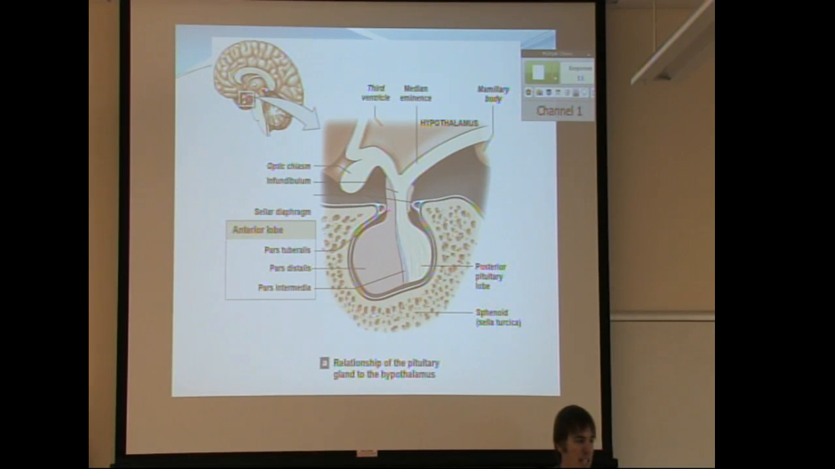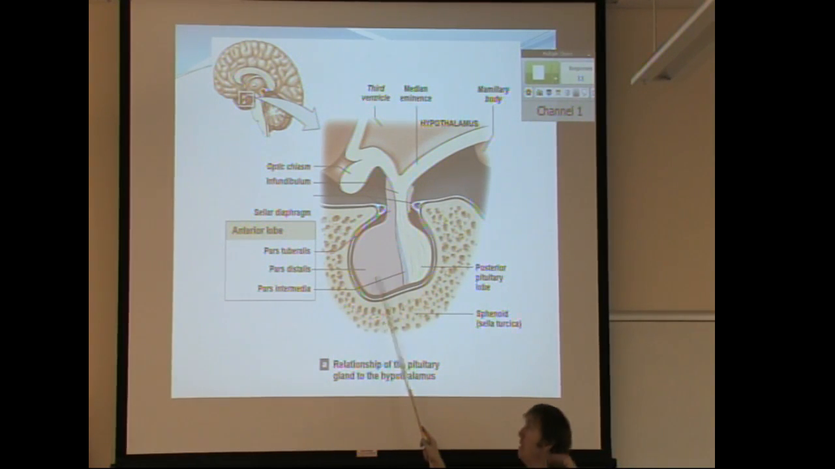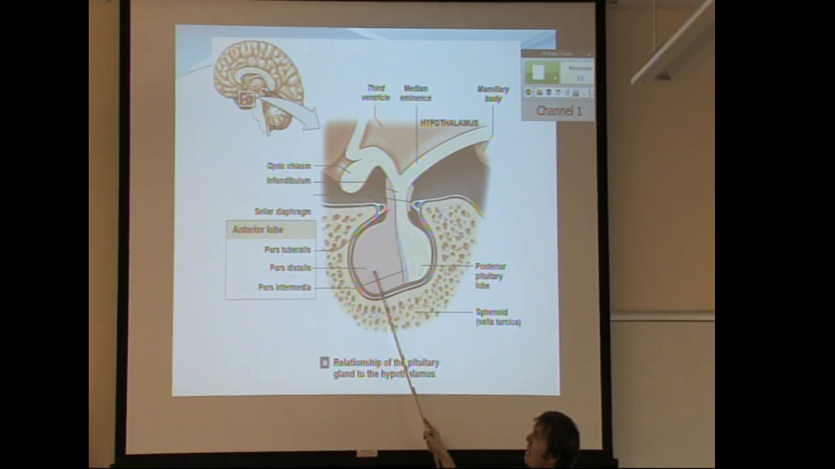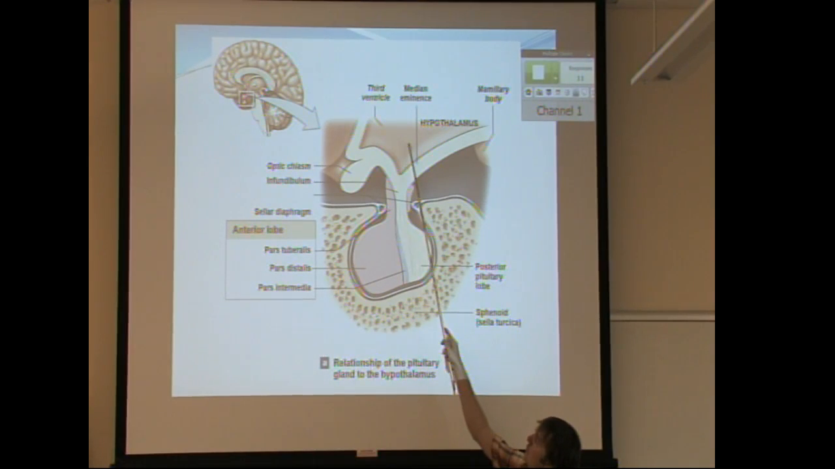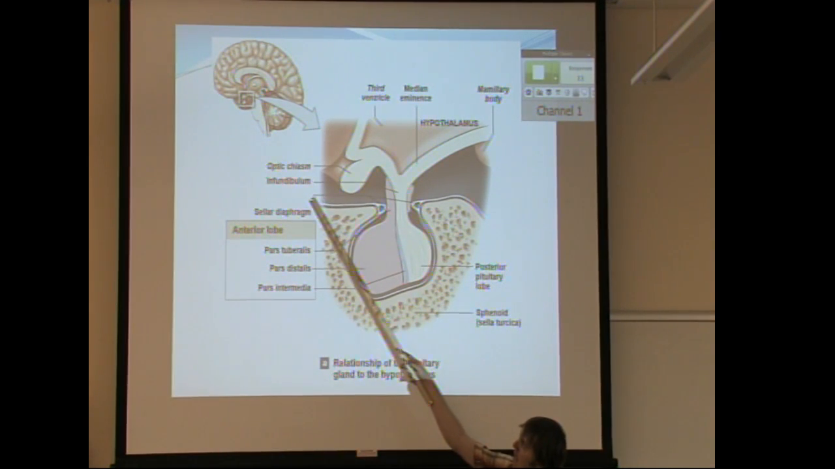All right, so anterior pituitary, is that in the front or the back? Right, so this is the front, and this is a little bit behind it, so it's the anterior, posterior. We're going to talk about the anterior first. It's hanging down from the hypothalamus by the infundibulum. I hate that word, I can't say it.